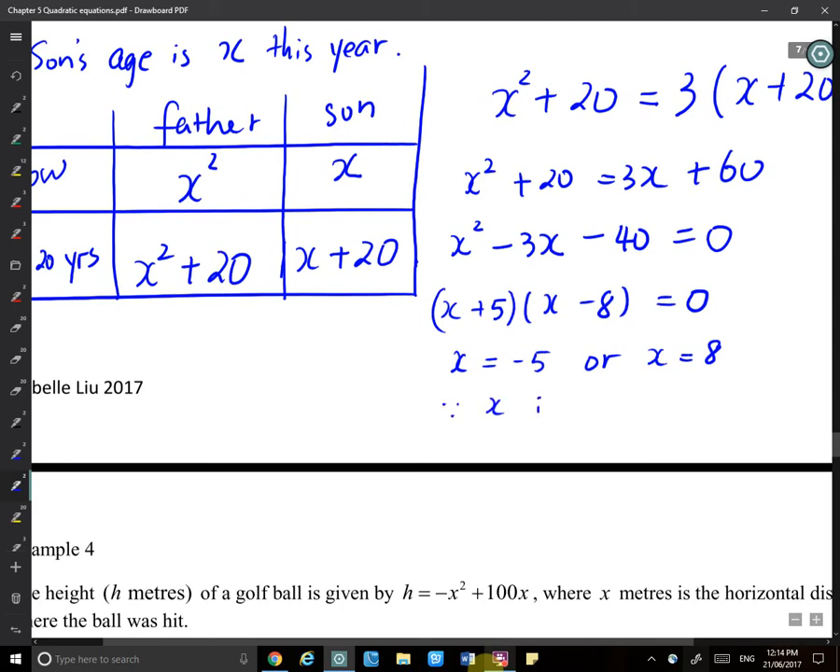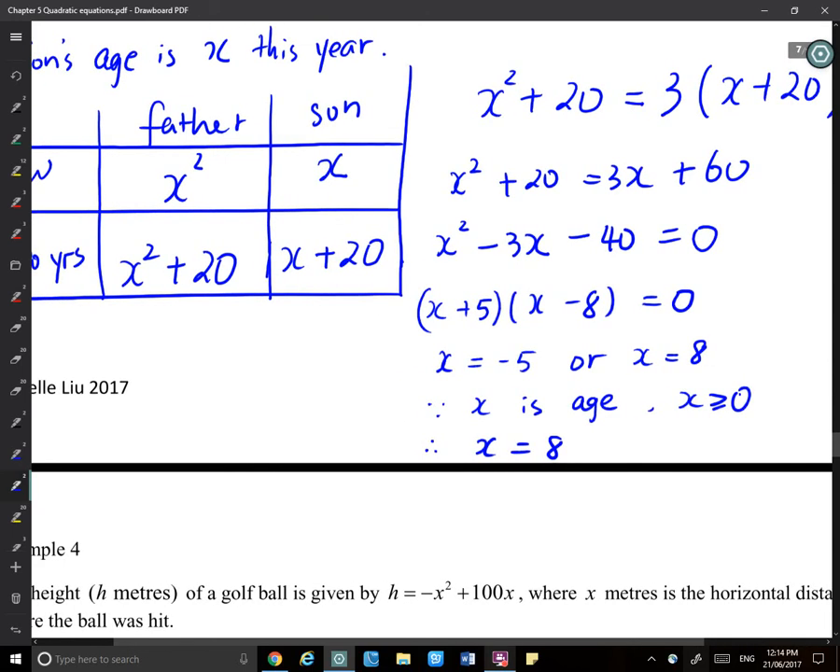Because X is age, X needs to be greater than or equal to 0. So X can be 8 only. So the son is 8 years old. Well, let's write X squared here. The son is 8 years old.